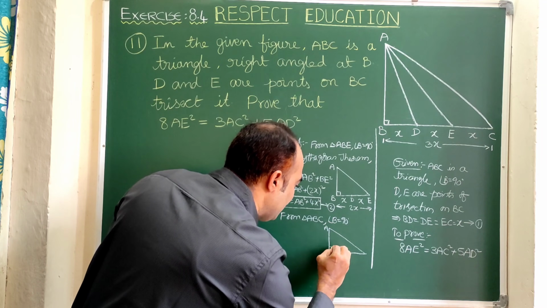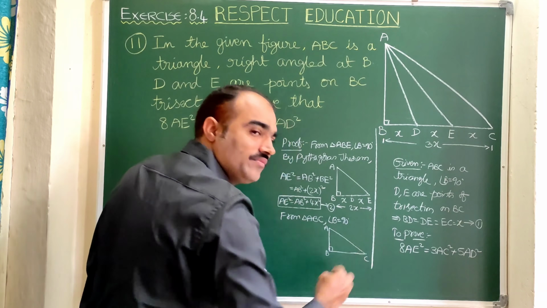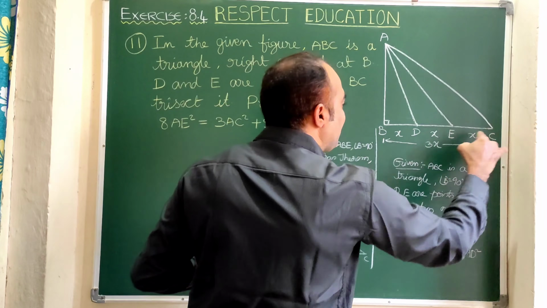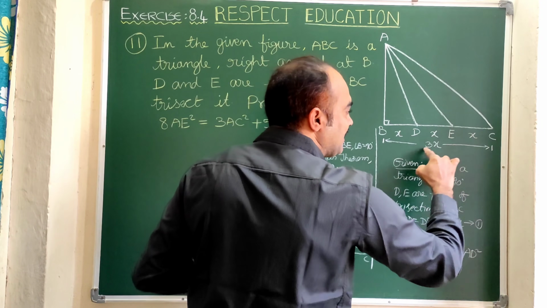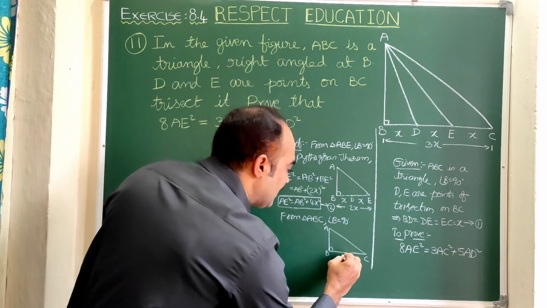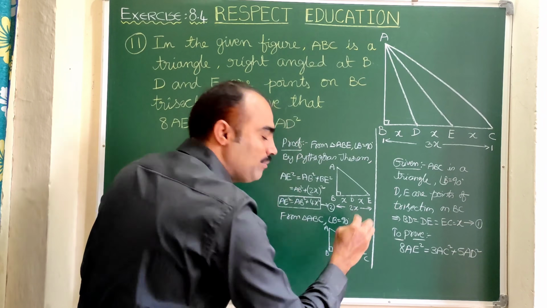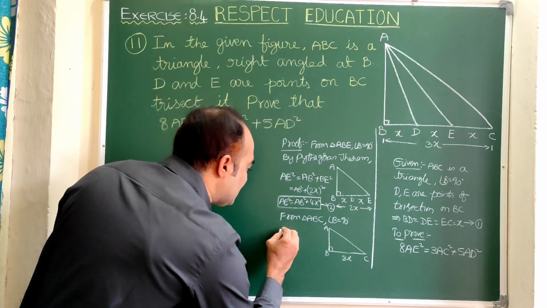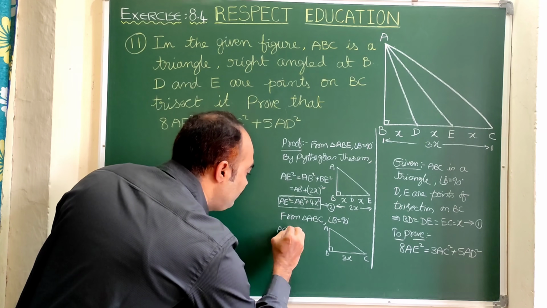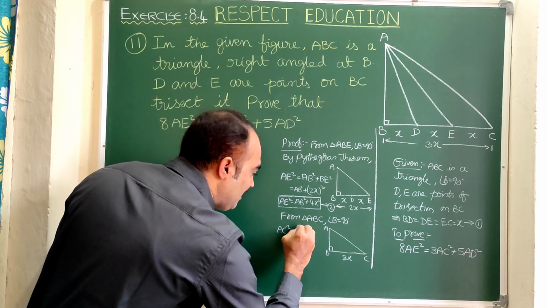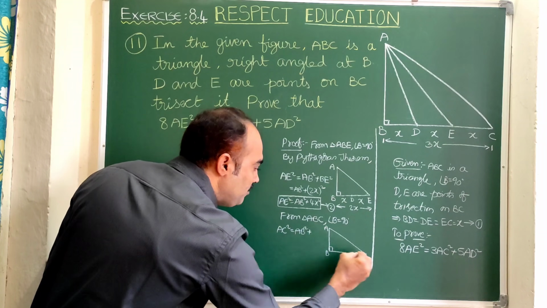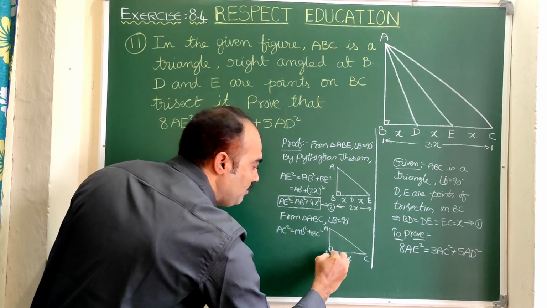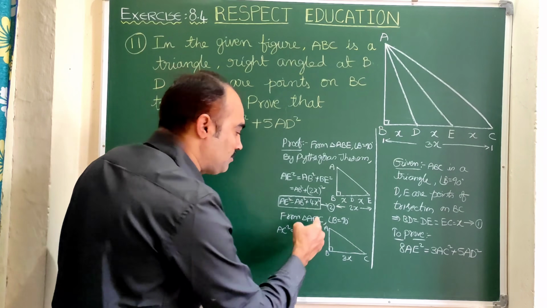Here is A, here angle B is 90 degrees, this is C. Now you see BC. Here x plus x plus x, earlier I have told you that is 3x. So let us take BC as 3x and apply Pythagoras theorem. So AC square is equal to AB square plus BC square. Here BC value we have taken as 3x, let us substitute there.